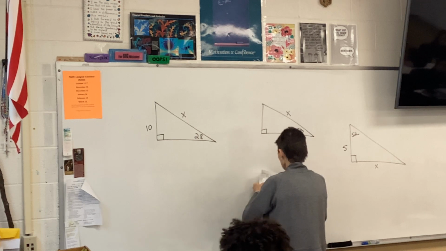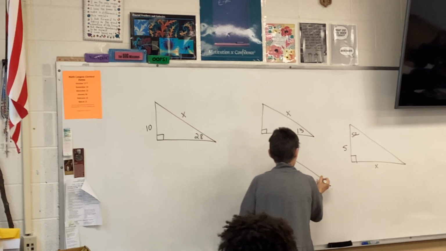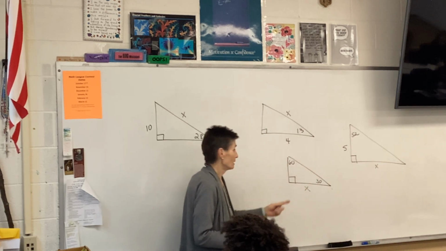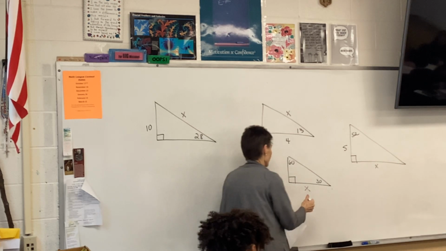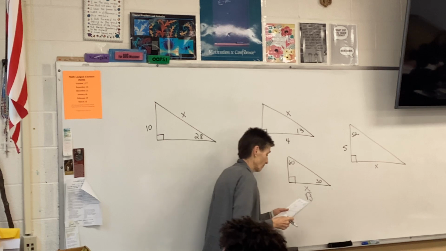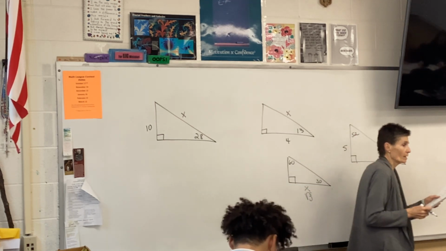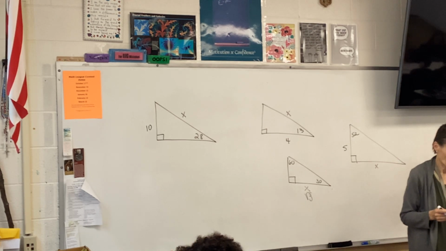This is a 30, 60, 90 triangle. How long is the side across from the 60? Root 3. What's tangent? Opposite over adjacent.